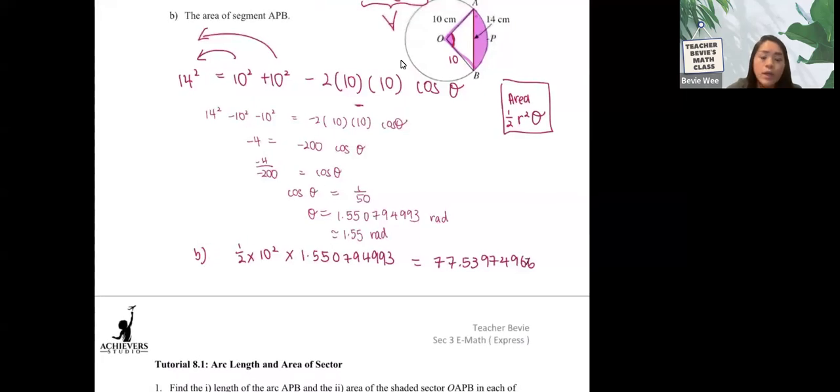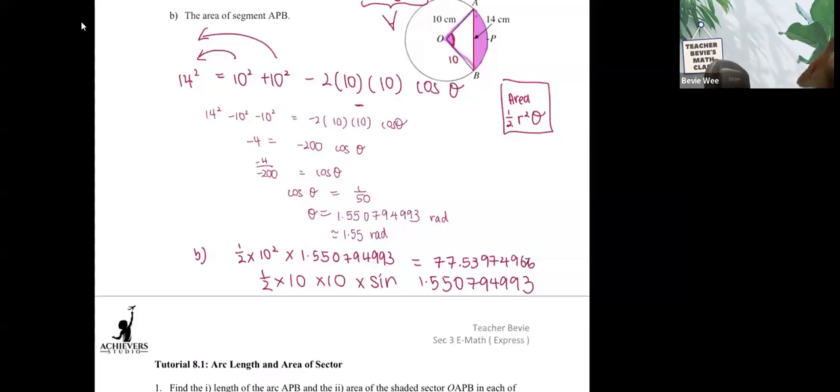Okay. Next one, area of triangle. Half A B sine theta. This step, it is very important to make sure you change it to radian mode because you got sine in there. Okay, help me press this in radian mode. Give me the final answer. You take the whole pizza minus your triangle. That's it. Okay, give me 1 minute.